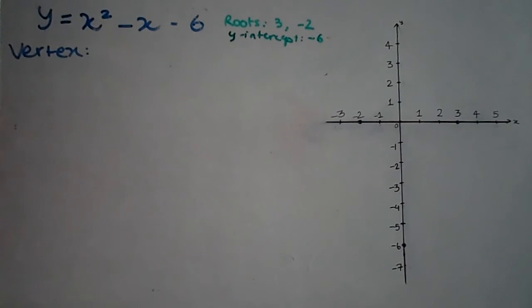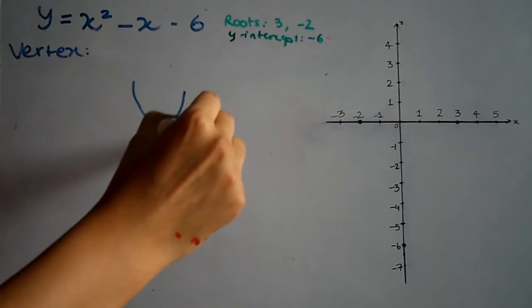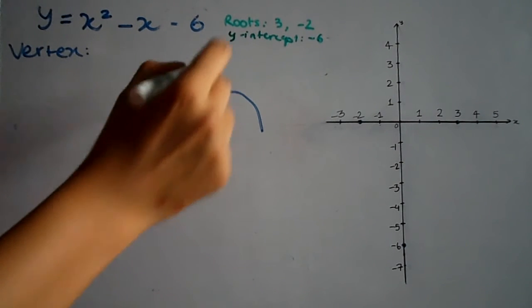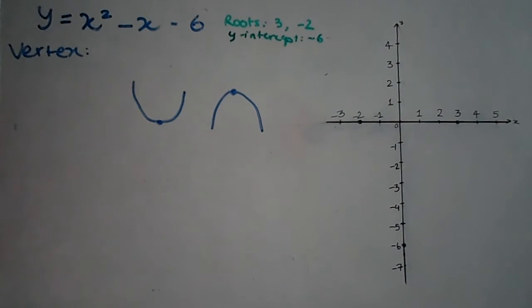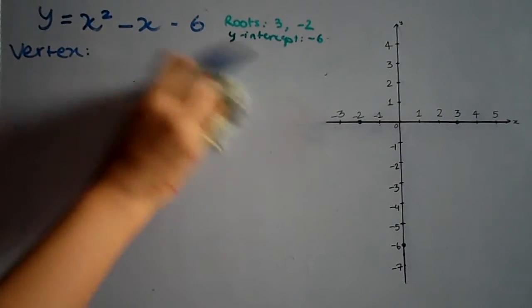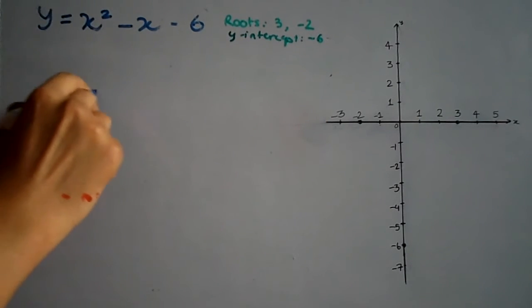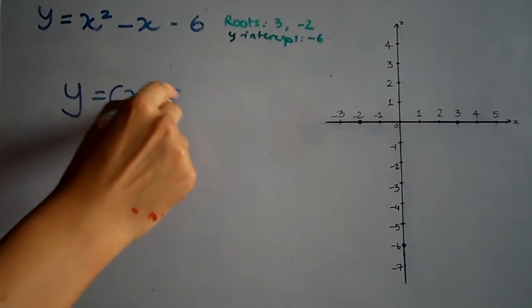Now the vertex. So we know that a parabola looks like this or like this. So we will know this is the vertex, the minimum or the maximum point. To find the vertex, we need to use the completing the square method, which is pretty awesome and a little complicated, but we will get it. I know for sure it's a perfect square.